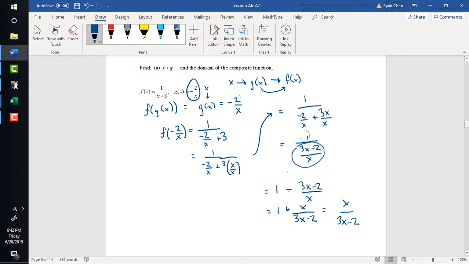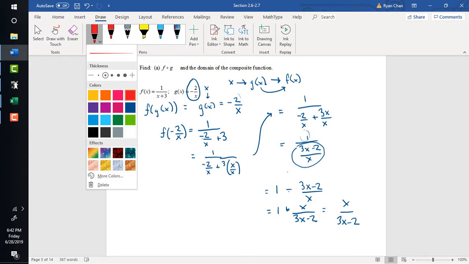So we have, right, it says find f of g of x. My g of x is -2 over x. My f is 1 over x plus 3, and I want to find the domain of my composite function, okay? So if you look back up here, this is what we did in our last video. Let's understand what's happening for the moment.